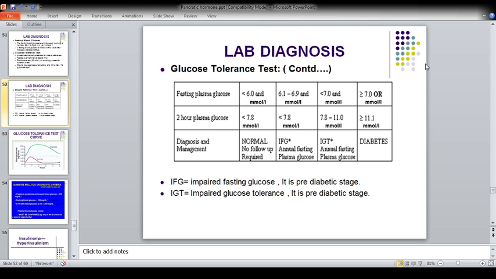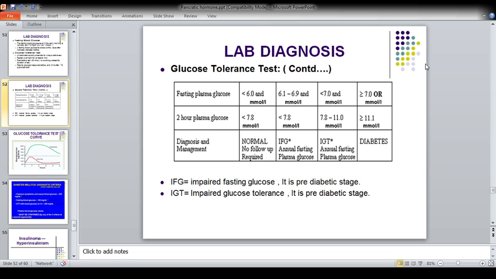So after 2 hours, if the plasma glucose while fasting was between 110 and 126, and after 2 hours it is less than 180, we say the patient has impaired fasting glucose level, but it is pre-diabetic. The patient is pre-diabetic.